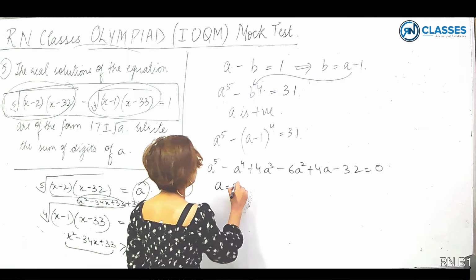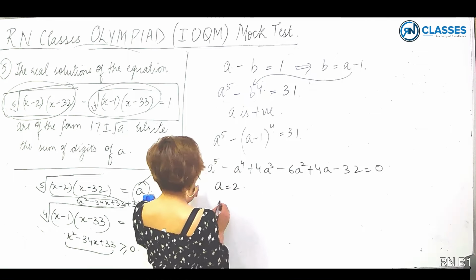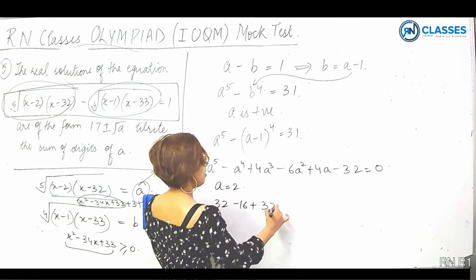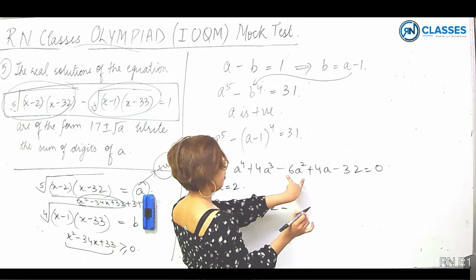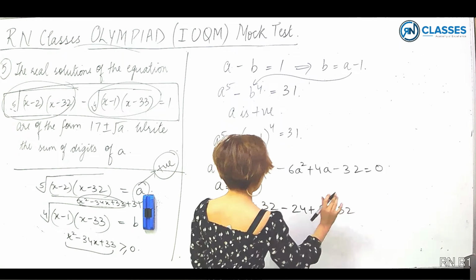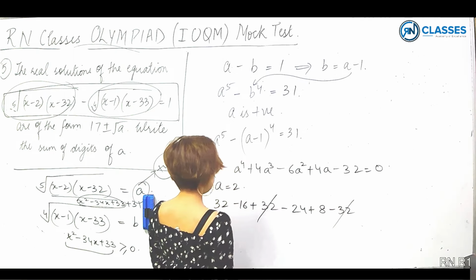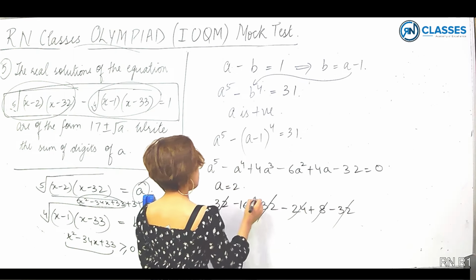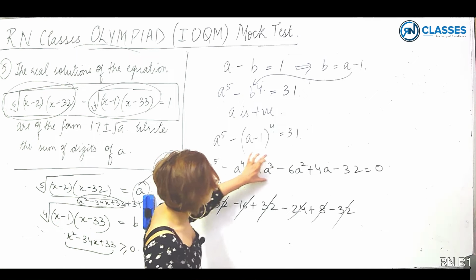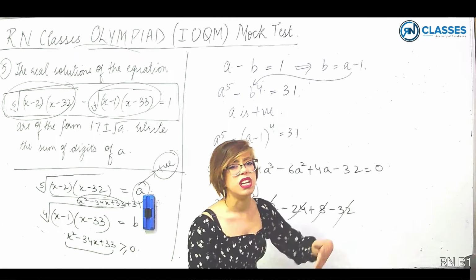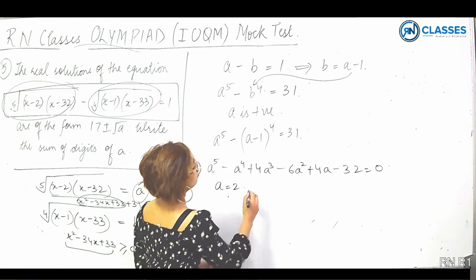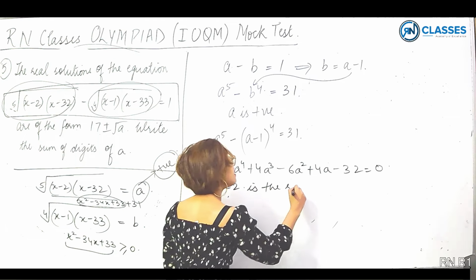So put a is equal to 2. Let's see whether it is satisfying or not. So this is 32 minus 16 plus 4 into 8, that is 32, minus 6 into 4, that is 24, plus 4 into 2, 8, minus 32. Let's see whether it is 0 or not. This cancels. This is 40, this is minus 40. That means when I am putting a is equal to 2, this thing becomes equal to 0. That means a is equal to 2 is the solution. Right? a is equal to 2 is the root.